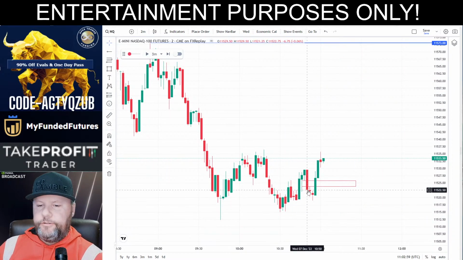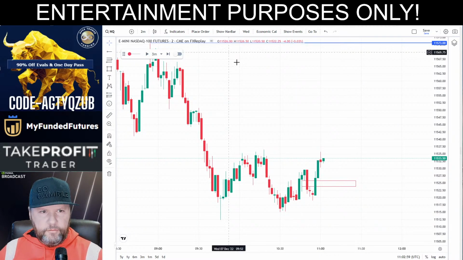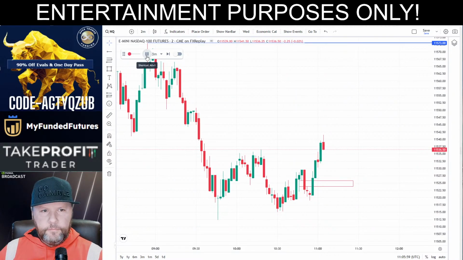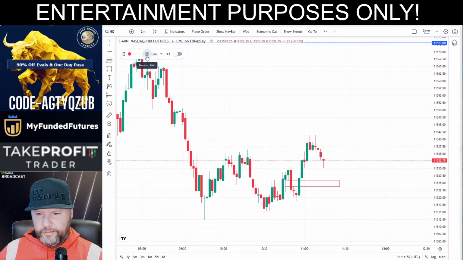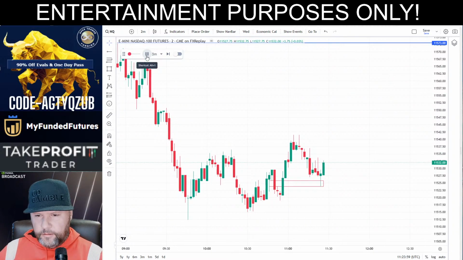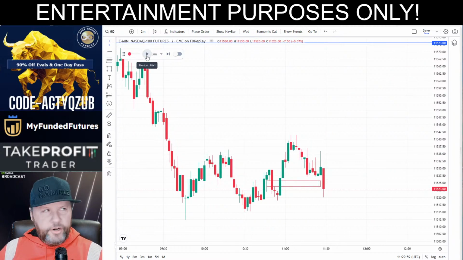All right, so we missed this entry, which kind of sucks. Obviously, it would have been at least a break even, but let's see how it would have played out. Oh, my brother, yeah. So it would have been a break even trade there.